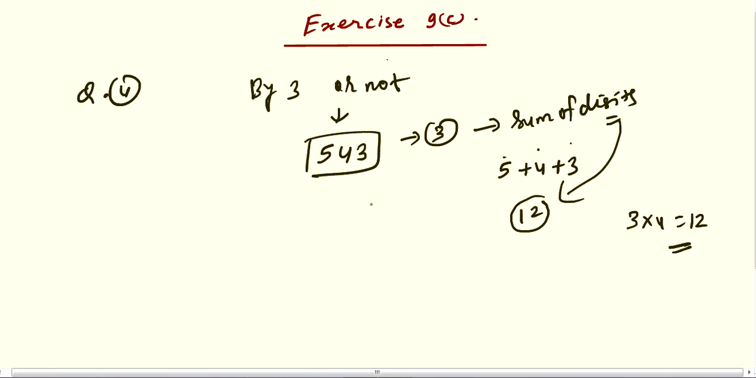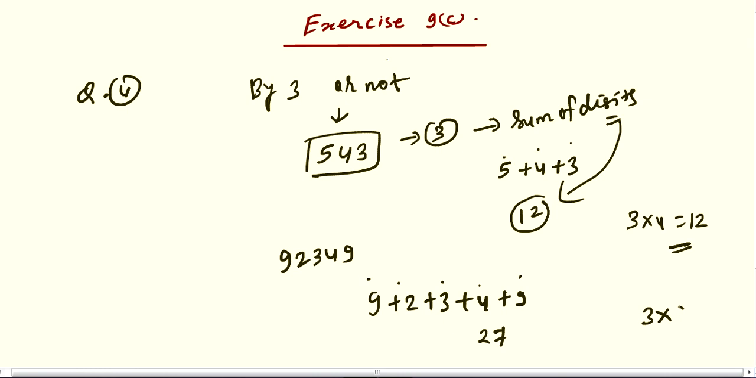One more question from question number 4. 92,349. So simply add 9 plus 2 plus 3 plus 4 plus 9. So 9 plus 2 is 11, 11 plus 3 is 14, 14 plus 4 is 18, 18 plus 9 is 27. And as you know, 27 is exactly divisible by 3, 3 9s are 27. So again we are getting a multiple of 3 as the sum. So 92,349 is divisible by 3 exactly because the sum of digits gives us a multiple of 3. So in this way you have to solve question number 4.